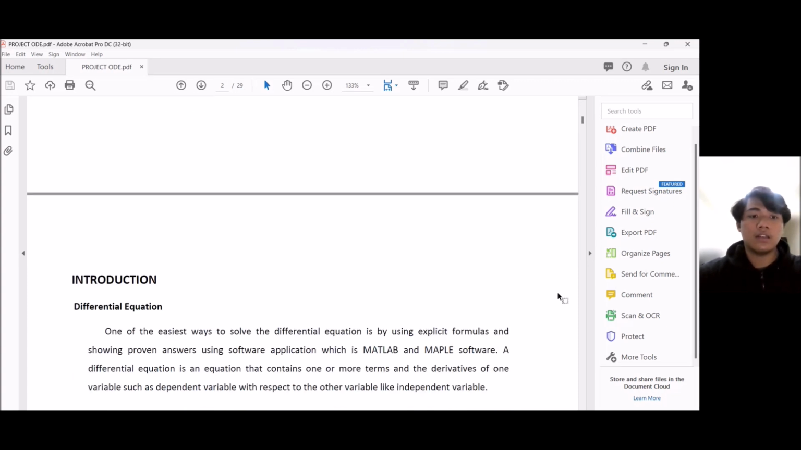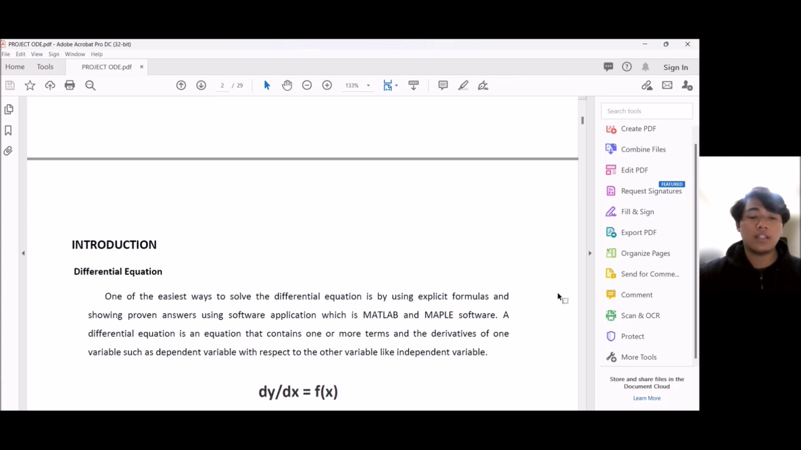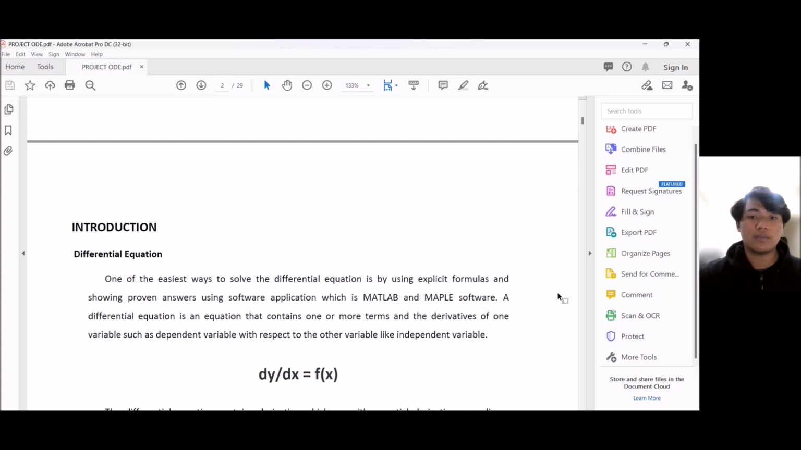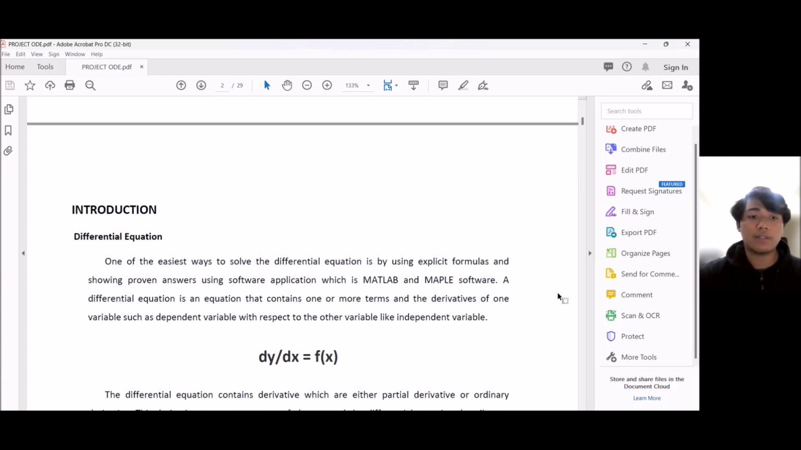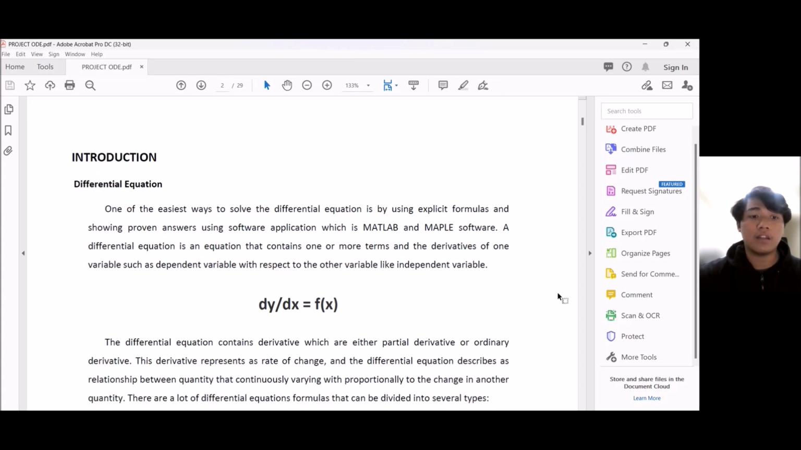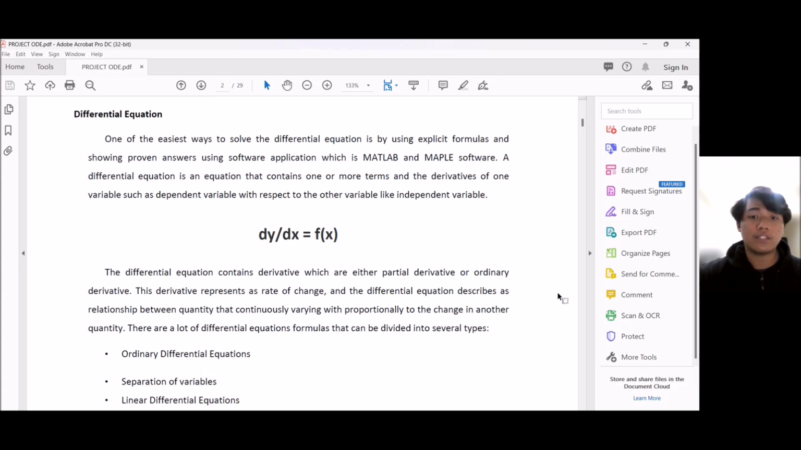So for the introduction, one of the easiest ways to solve the differential equation is by using an explicit formula and showing the proven answer using software applications, which are MATLAB and Maple. A differential equation is an equation that contains one or more terms and the derivative of one variable, such as the dependent variable, with respect to another variable, like the independent variable. The differential equation contains derivatives which are either partial derivatives or ordinary derivatives. This derivative represents the rate of change, and the differential equation describes a relationship between a quantity that is continuously varying proportionally to the change in another quantity.